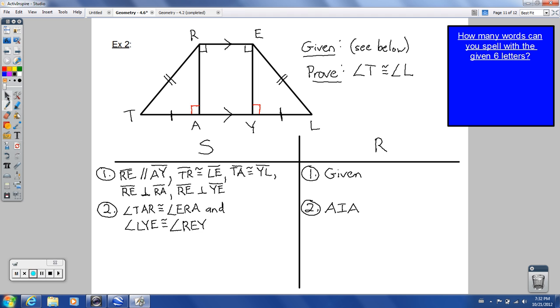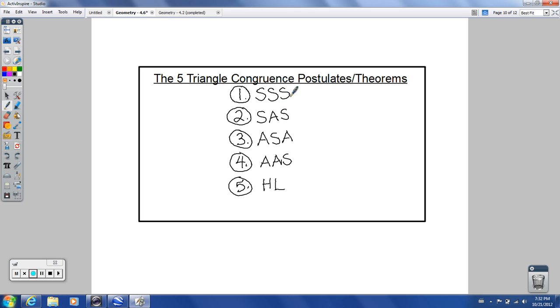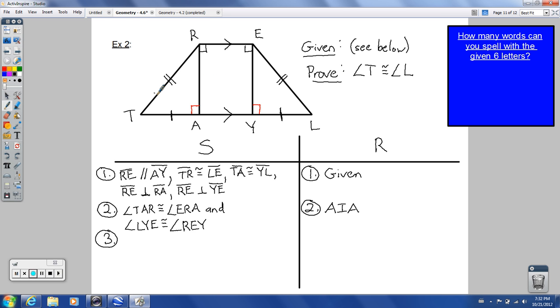What can I say now about, I guess I don't need another color yet there, but what can I say looking at this triangle, triangle RAT, and triangle LYE? What's true about those? Do I have what I need? Do I have one of these five things right here? Do I have side, side, side? No. Do I have side, angle, side, or angle, side, angle? That's not what I see.